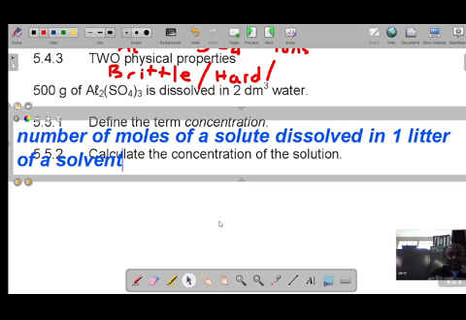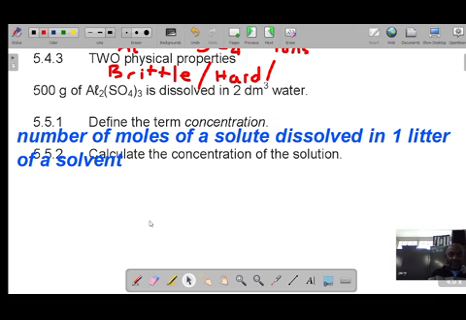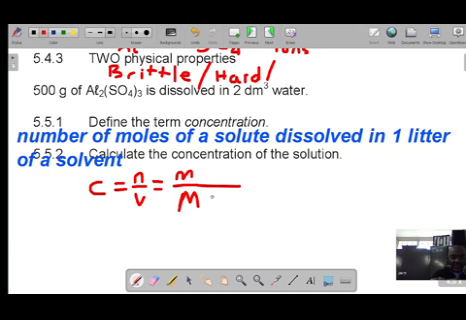Now they say the concentration of this solution here. So our concentration C is given by C equals the number of moles divided by the volume. However, because I don't have the number of moles here, but instead I have the mass, my formula changes to something equivalent: the available mass divided by the molar mass, and then times the volume in decimeters cubed, or liters.